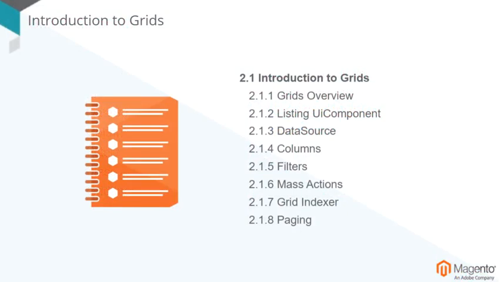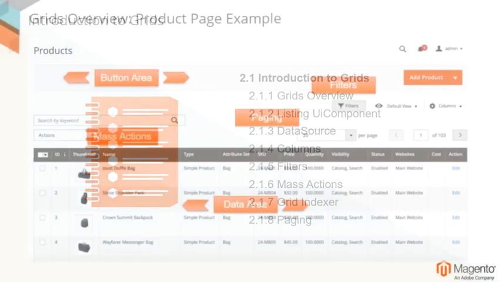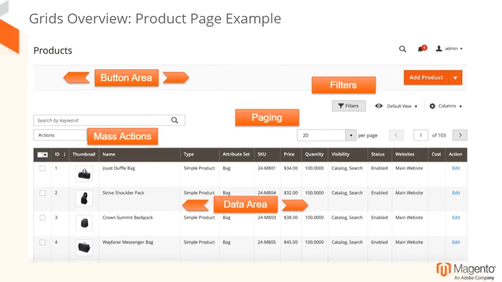Introduction to Grids. Here you can see what a grid looks like in Magento. Grid is a UI component that represents a list of records for a specific entity. The first thing to notice is the filtering function. In Magento, filters are separated from the data. You can also see other element areas: buttons, mass actions, paging, sorting, and data.